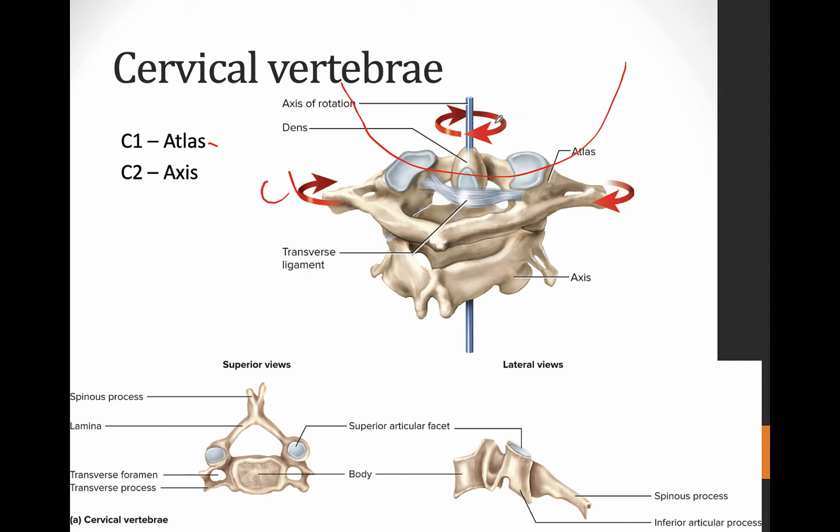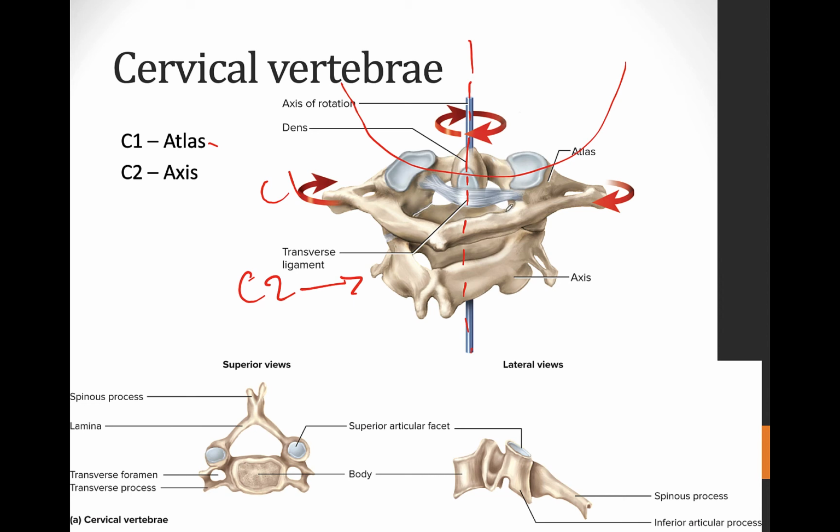The Atlas is the bone that allows you to say yes. So if you tilt your head and say yes, you are moving the Atlas. C2 is the axis, and it's called that because it rotates around this central axis. So the axis is what allows you to say no. So if you turn your head to the left and right, then your axis is moving.